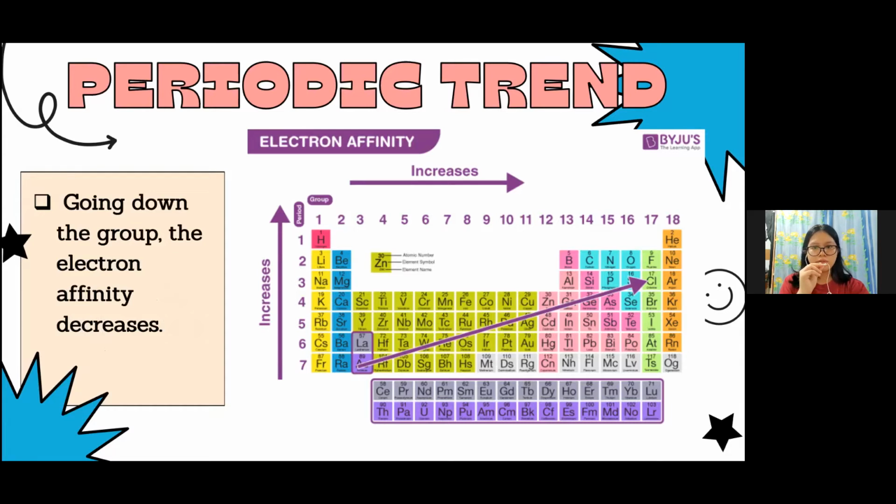Going down the group, the electron affinity decreases. Since the electron is being added increasingly further away from the atom, they are less tightly bound and therefore closer in energy to a free electron.